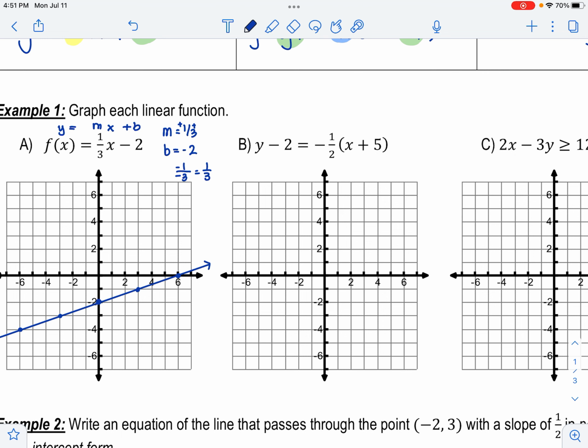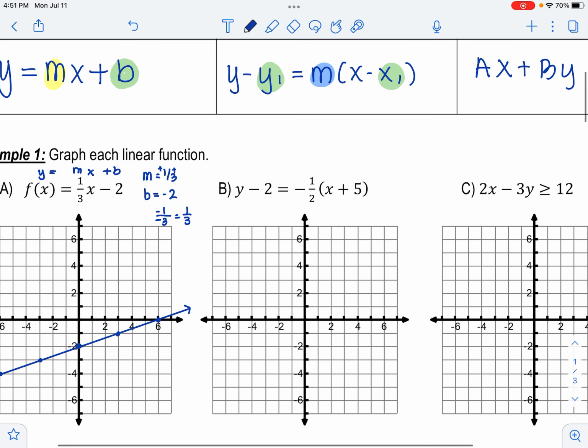All right, the next one here, we have point-slope form. We have our slope, which is -1/2, and then we have our point, (x1, y1). So our point is (-5, 2), and our slope is -1/2. So you can take the negative with the 1, or you can take the negative with the 2. So remember, it's rise over run. So you're going to go up or down and then left or right.